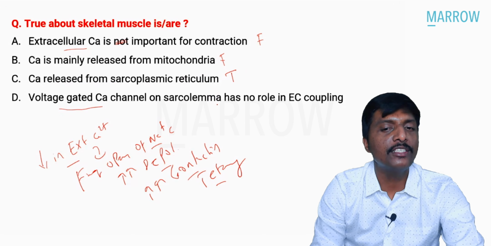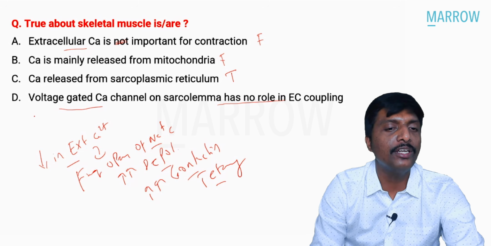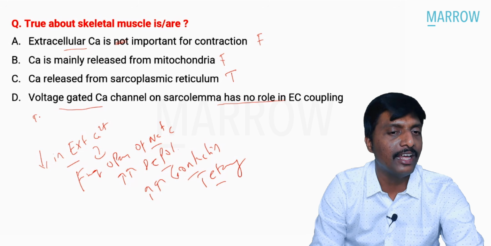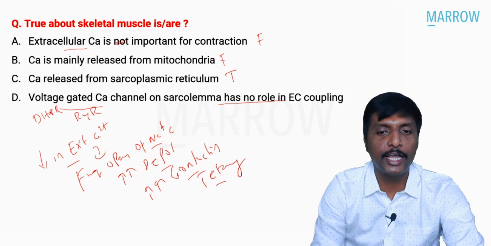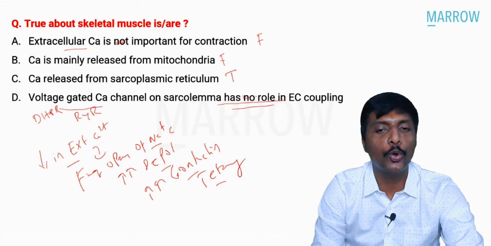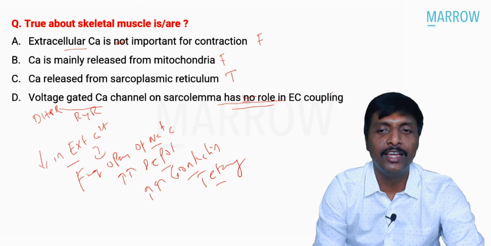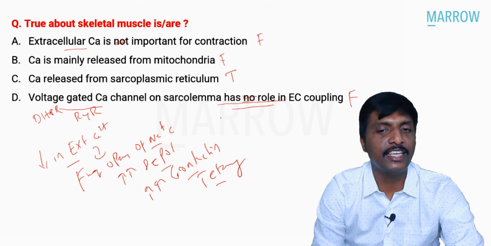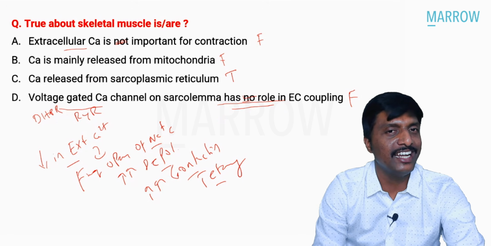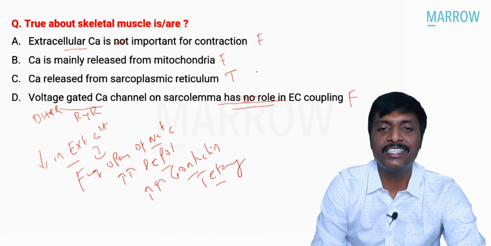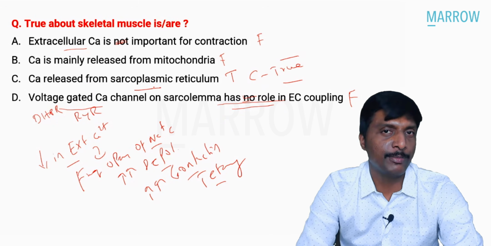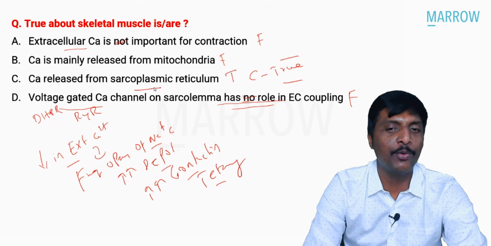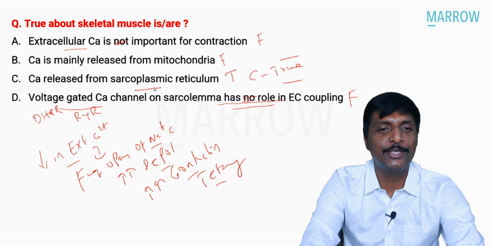Voltage-gated calcium channels on sarcolemma have no role in EC coupling. These voltage-gated calcium channels, for example the dihydropyridine receptor and ryanodine receptor, both are exclusively important. They have a role in excitation contraction coupling. This is also false. They are saying no role. It is false. They have a role. So A is false, B is false, D is false. Only option C is true. Calcium is mainly released from the sarcoplasmic reticulum. So option C is true. Remaining ones are false. Now, the next question.